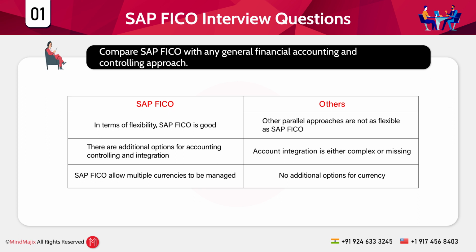If you talk about SAP FICO, in terms of flexibility, SAP FICO is much ahead of its competitors. Other software, tools, or parallel approaches are not as flexible as SAP FICO. So in terms of flexibility, SAP FICO is the topmost. The second point is that there are additional options for accounting, controlling, and integration. In other platforms or tools, accounting integration is either complex or missing. This is a very important point.